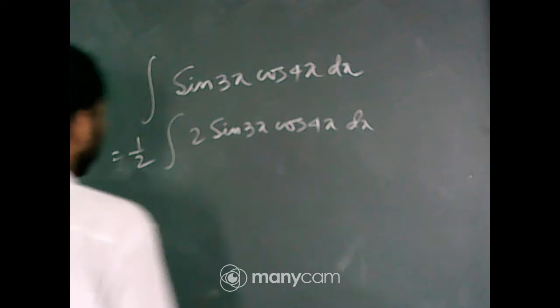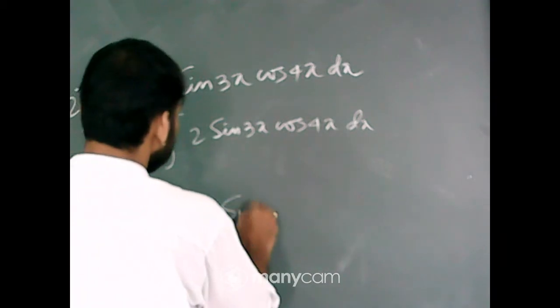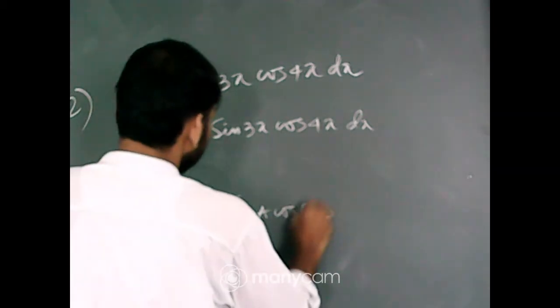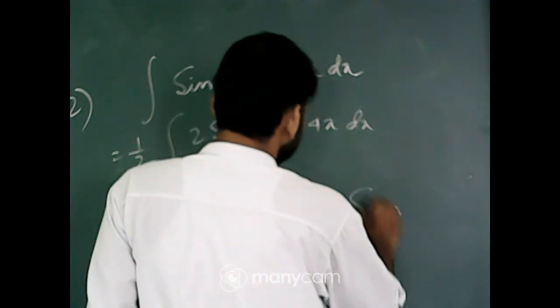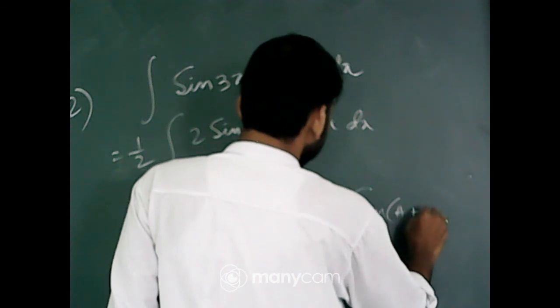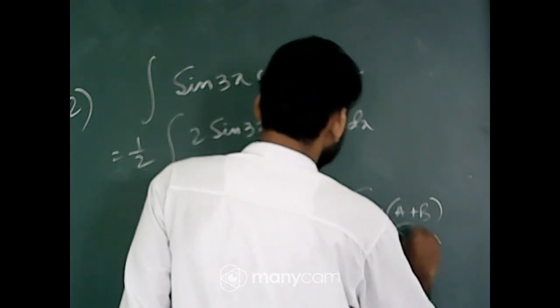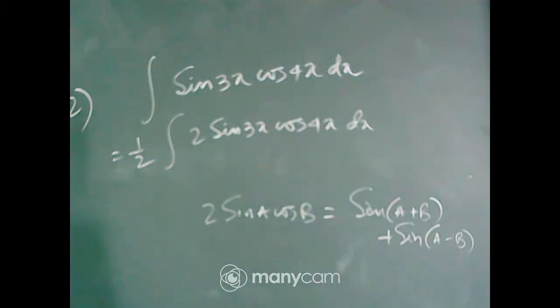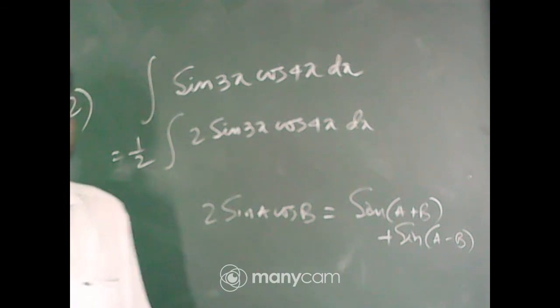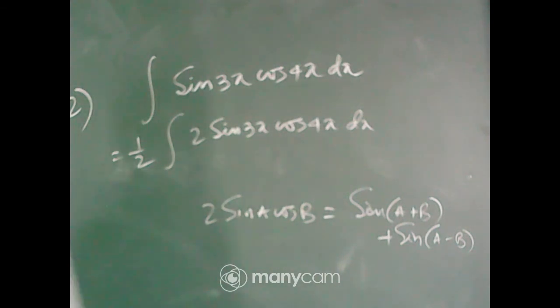Now what is the formula of 2 sine a cos b? You know the formula. 2 sine a cos b means sine a plus b plus sine a minus b. That is the formula. Sine a plus b plus sine a minus b. Students, do you know the formula?